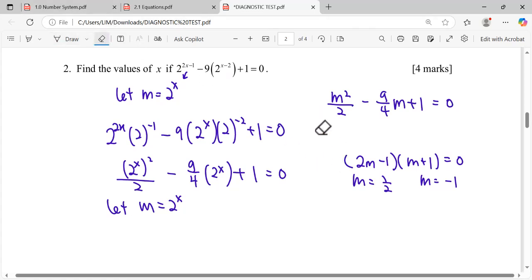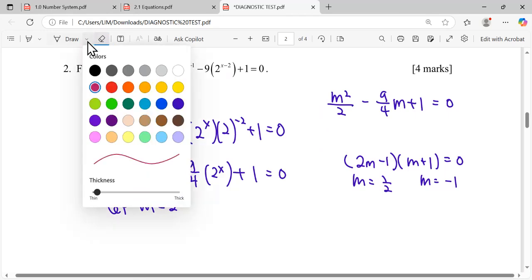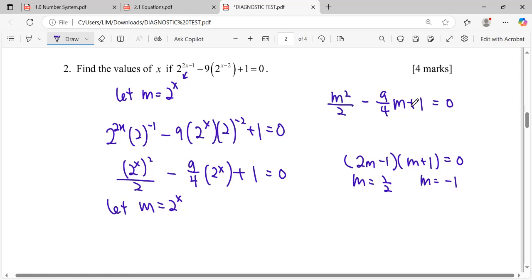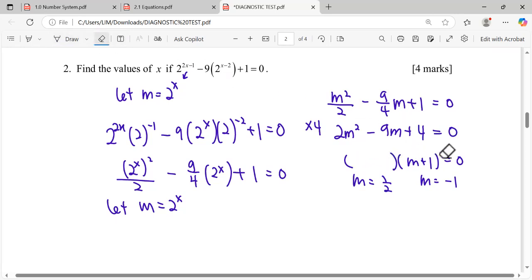when you're getting your quadratic, before you press your calculator to help you, make sure your quadratic here is a whole number. So here we will times by 4. Times by 4, we get 2m squared minus 9m plus 4 equals 0. Alright, then only press your calculator to solve your quadratic here. So when I press the calculator, I can get 1 over 2 and 4.